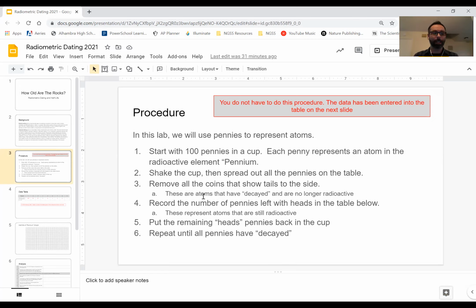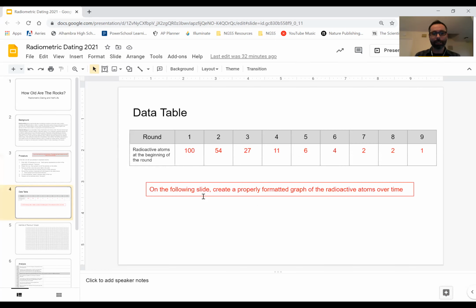Now, I'm not going to have you do that. Maybe you have 100 pennies, so I don't want to have to deal with all that. So I'm just going to give you the data, right? This is sample data that came from a lab from last year. It shows the remaining heads at each round, right? So at the beginning of round one, there were 100 remaining. And then in round two, there are 54 remaining. And then in round three, there are 27 remaining, and so forth.